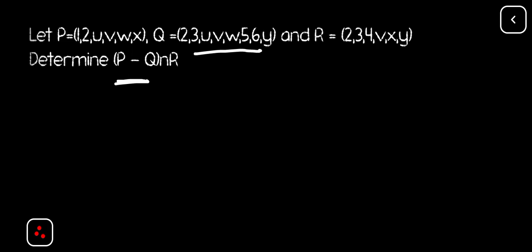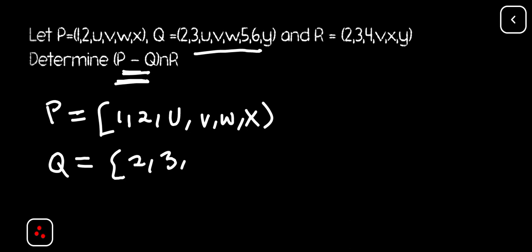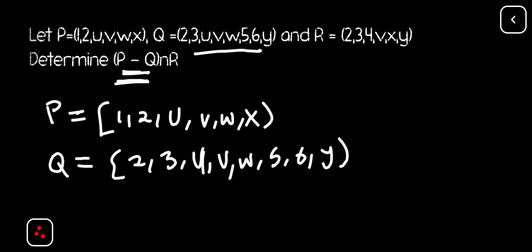So as usual, we're going to start with the bracket here. So P, we already know, is 1, 2, U, V, W, and X, right? And we know that Q is 2, 3, U, V. My U looks like my V, okay. Then W, 5, 6, and Y. So what is P minus Q?